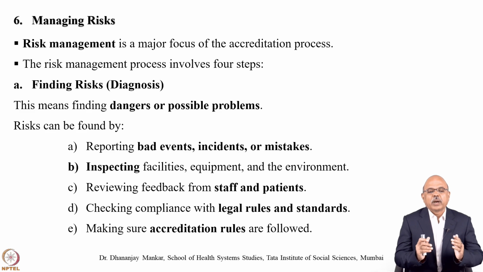Risk can be found by reporting bad events, incidents, and mistakes, inspecting facilities, equipment, and the environment, reviewing feedback from the patients and the staff, giving them something as an input they need, and checking compliance with legal rules and standards. What are the current rules? What are the updated ones? Why does the hospital need them? These all need to be checked with the compliance part, making sure accreditation rules are followed and everyone abides by those rules.